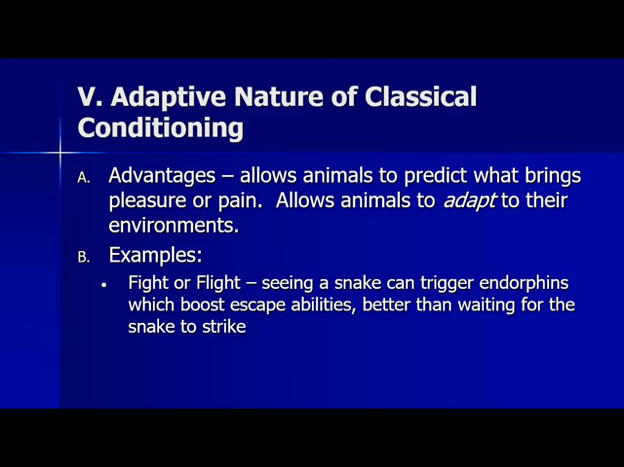So it can be things like a fight or flight response. Seeing a snake can trigger endorphins, which boost our escape abilities, which is obviously better than waiting for a snake to bite us. We also learn foraging behavior, what to look for, what's associated with good outcomes and bad outcomes. We learn which stimuli are associated with which outcomes. And that's essentially what's happening in classical conditioning. We're learning that this tone is associated with food, this tone is associated with something else.